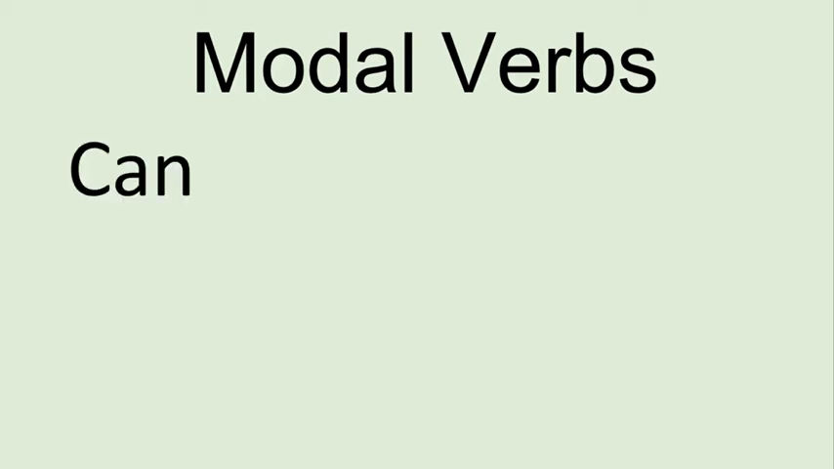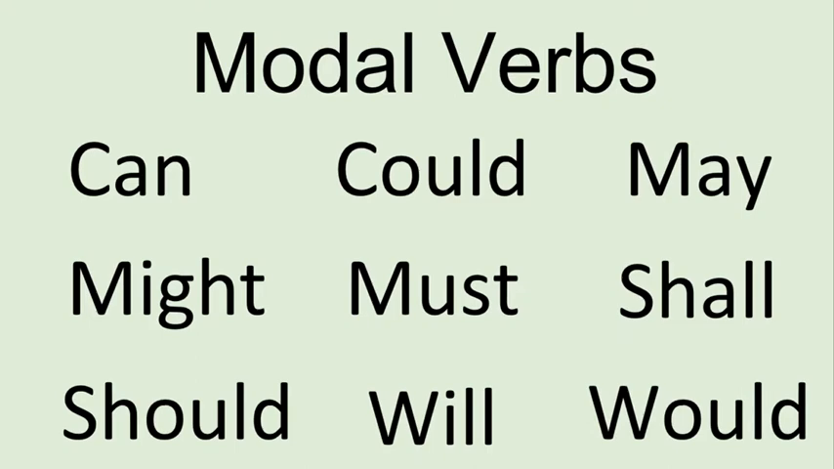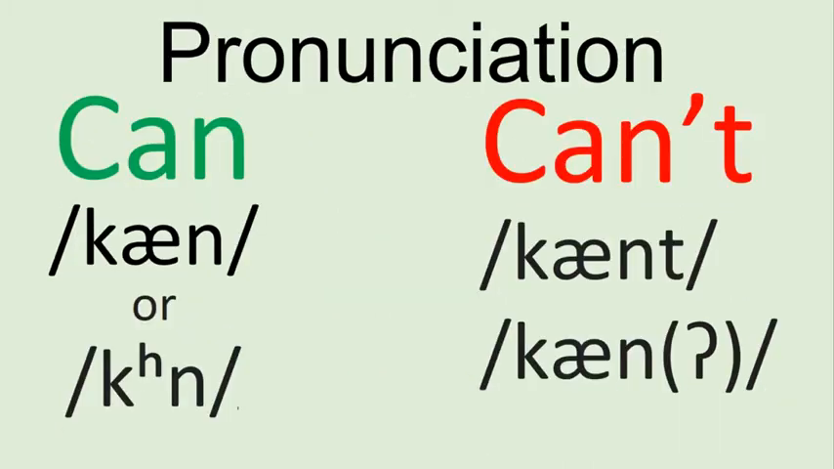So can is a modal verb, along with all of these, which you should know because they're very important. Might, should, could, must, will, may, shall, and would. But today we're just talking about can. The pronunciation of can and can't can be confusing. I understand that. So let me explain.